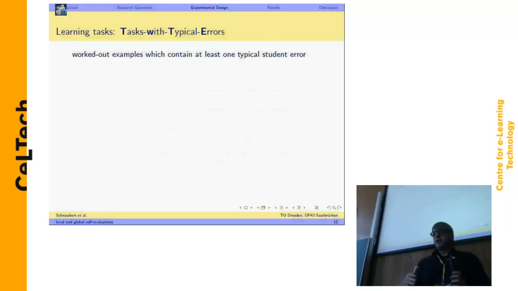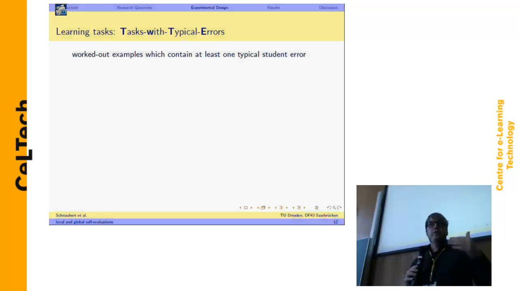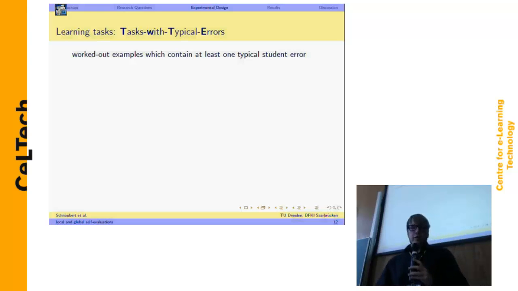So with behavior, it's a little bit more complicated. I have to briefly explain what kind of tasks we administered to students. These were tasks with typical errors. Basically, these are worked-out examples which contain frequently occurring errors. They are extracted from pen-and-paper tests which students filled out. And so it's really a typical error.